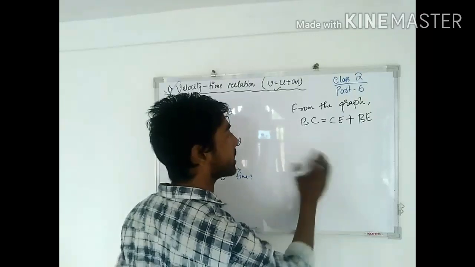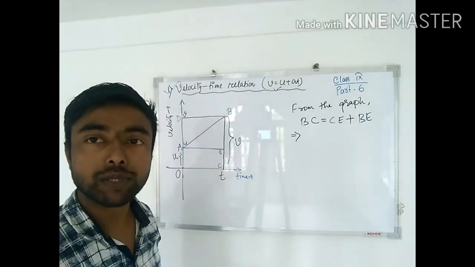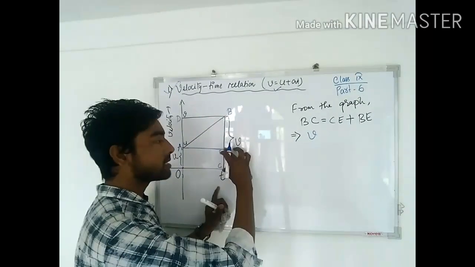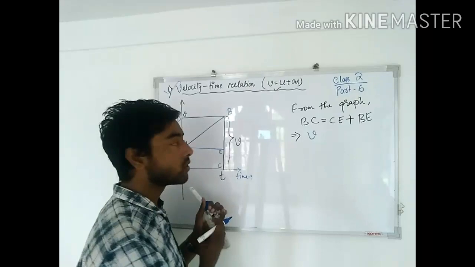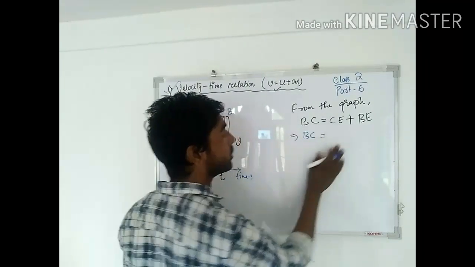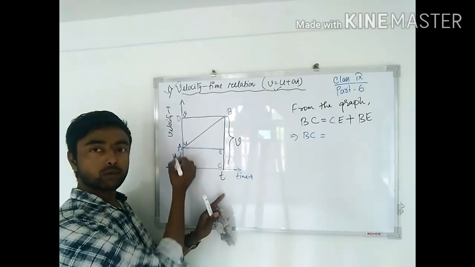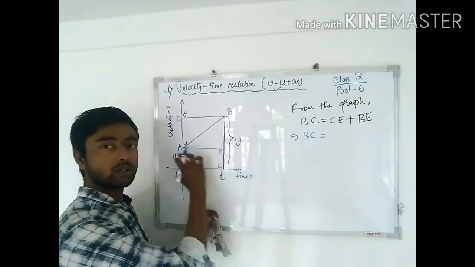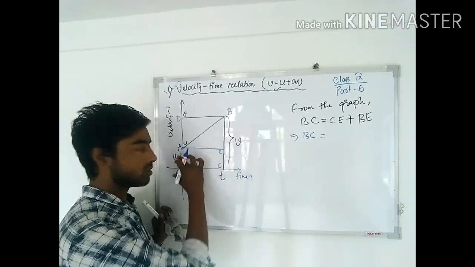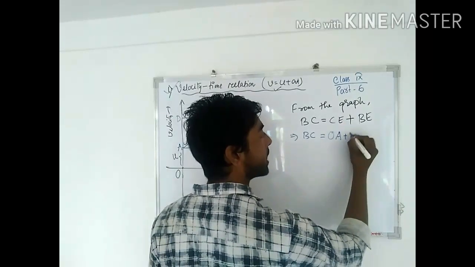Done? So what can I write here, in place of BC? What is the value of BC here? The BC value is V, right? So can I write V? Yes. CE is equal to what? Let me write again. Okay. That implies BC is equal to, can I? CE is equal to OA. Can I write OA? CE and OA will be the same, right? From the geometry you see, what will be the value of CE? It will be OA, right? So can I write in place of CE, it is OA plus BE.